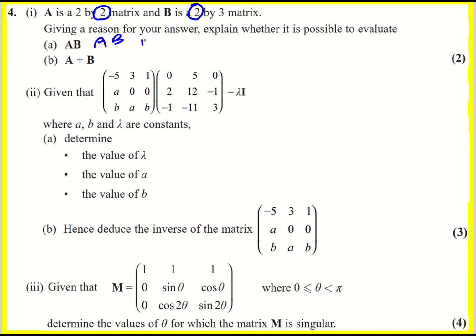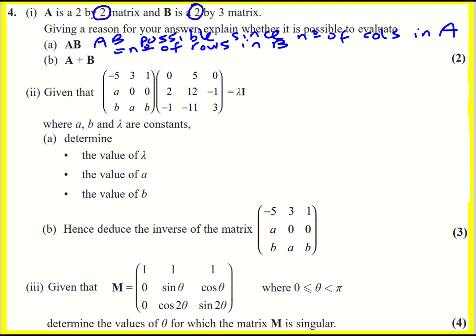AB is possible, since the number of columns in A equals the number of rows in B. Whereas BA would not be possible because there's 3 columns in B and only 2 rows in A.